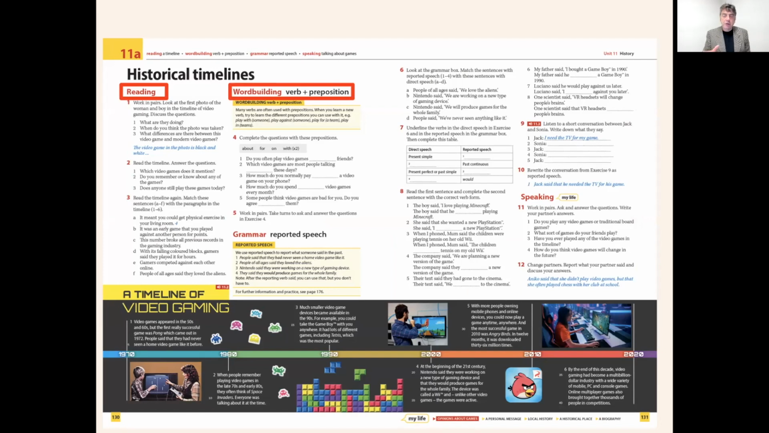I've got a vocabulary, or what we call a word building section, where I'm going to focus on verb plus preposition. So this is another objective from this lesson. Notice it's not the full objective, it's just little short keywords, but it tells the teacher and also the student where we're going. You can see the grammar. We're going to deal with reported speech, and there's going to be some speaking at the end as well.